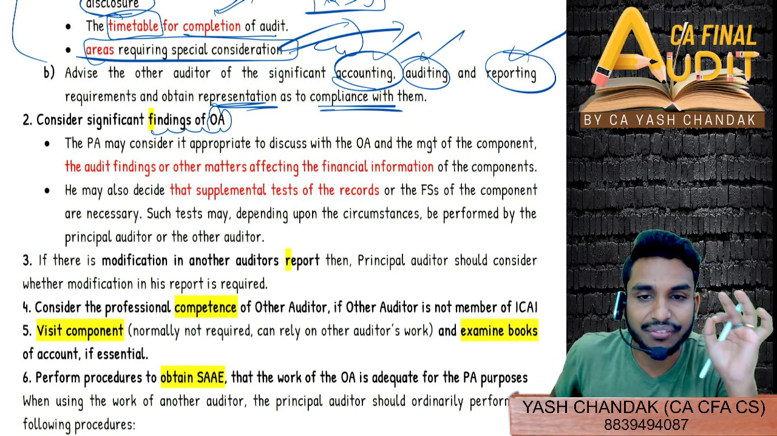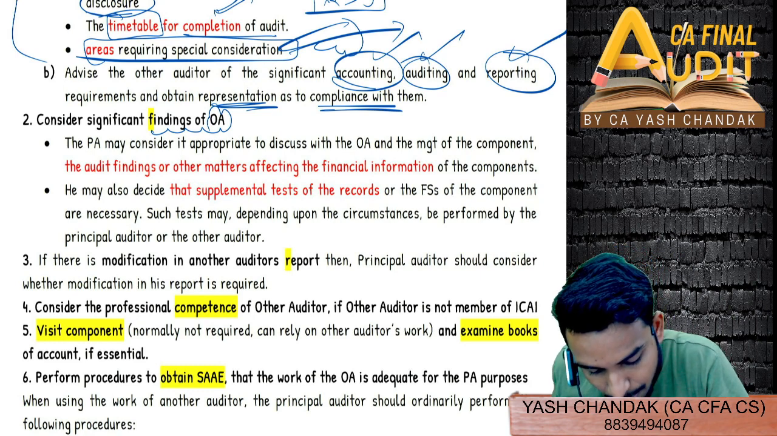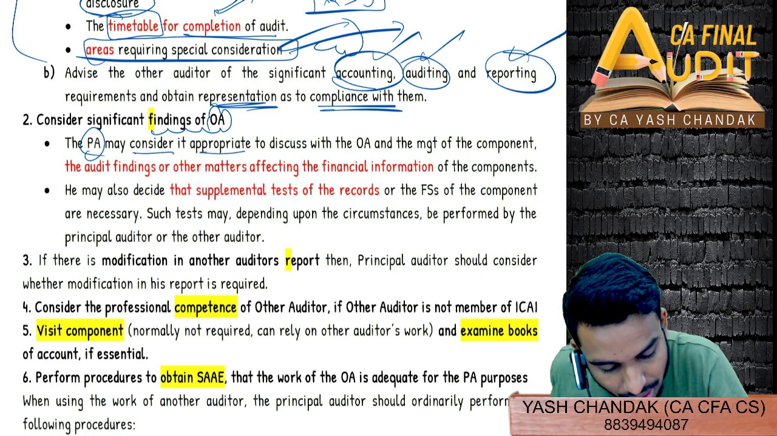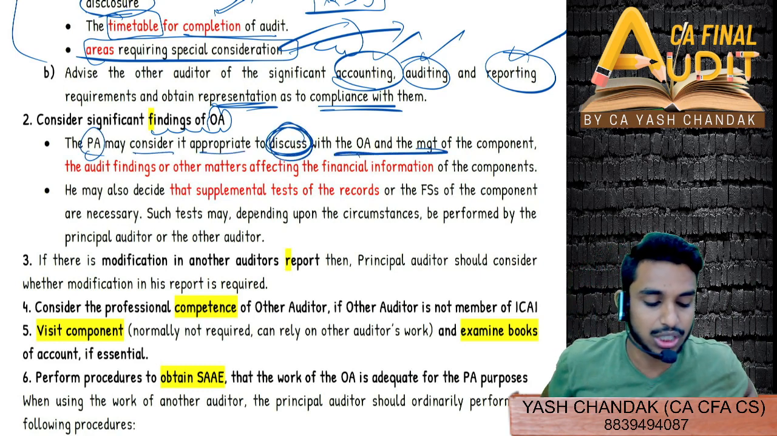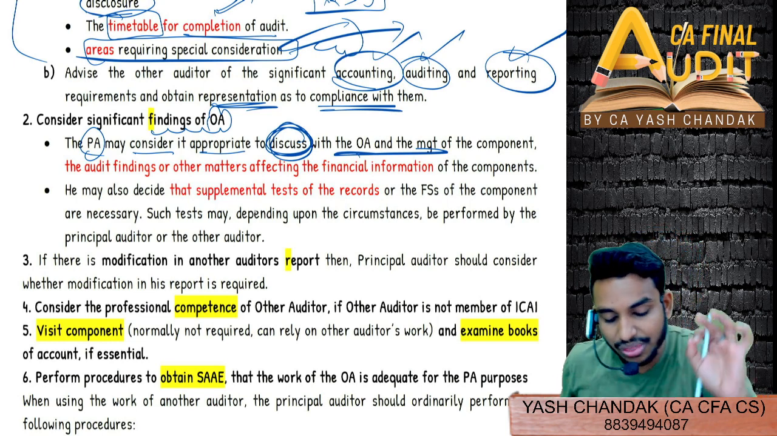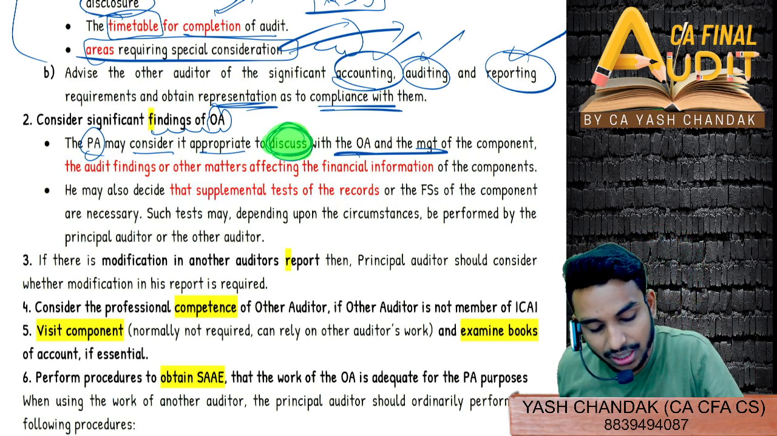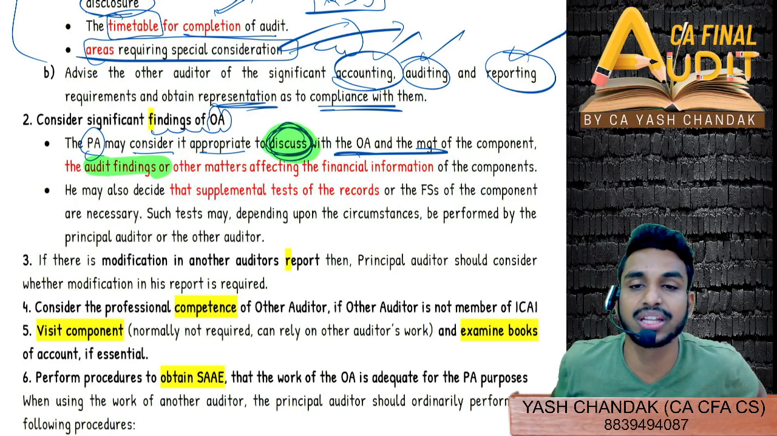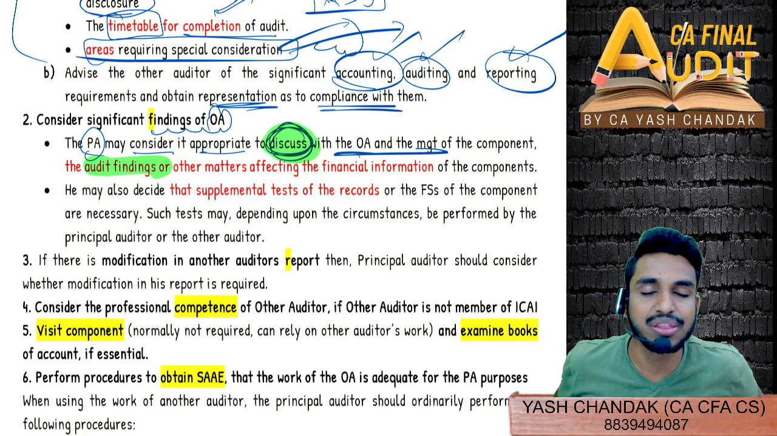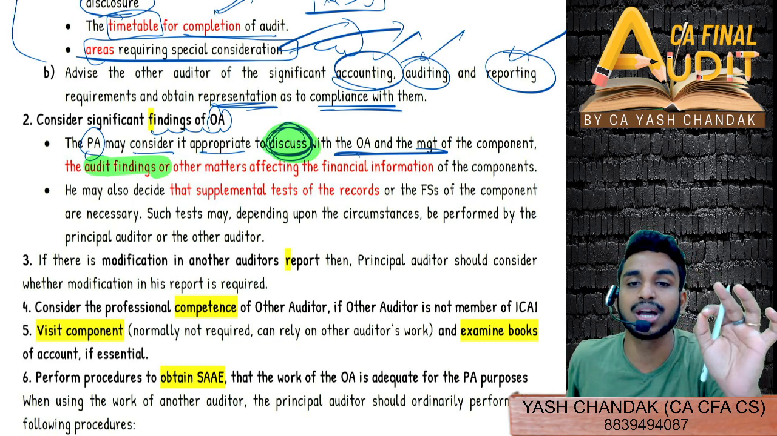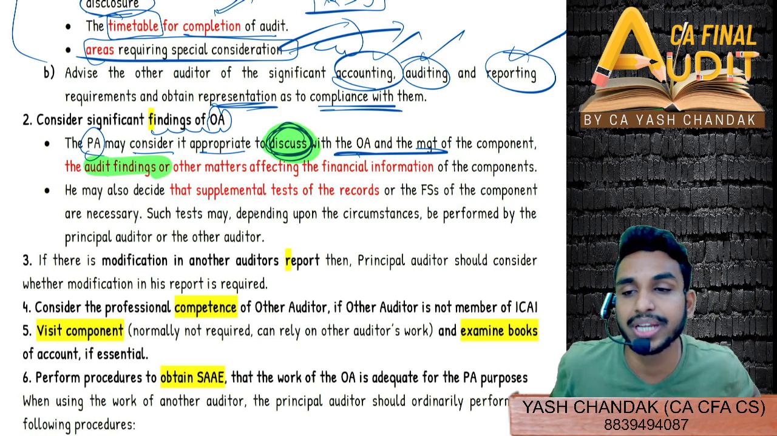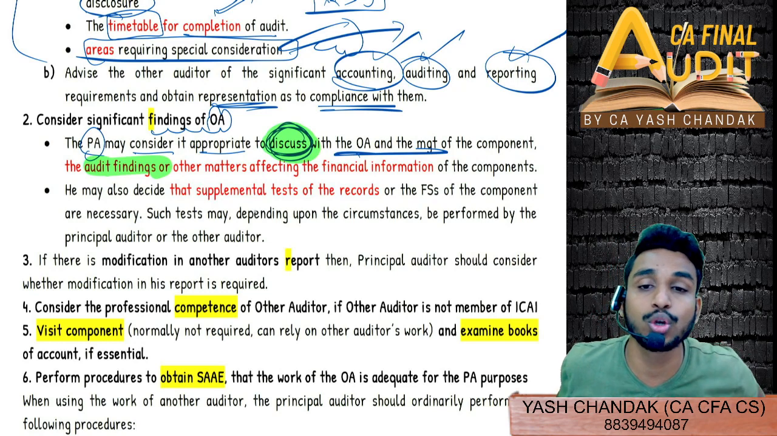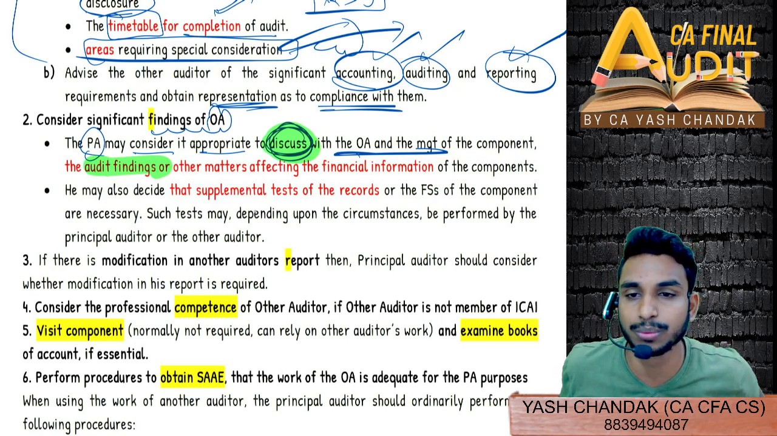So regarding significant findings, just remember that the principal auditor may consider it appropriate to discuss with the other auditor and the management of the component. So what do you have to discuss? Discuss what audit findings and other matters regarding financial information. First point: regarding any significant finding, you need to first discuss with the component auditor, you need to first discuss with the management, and then only look out for what your opinion should be, right?